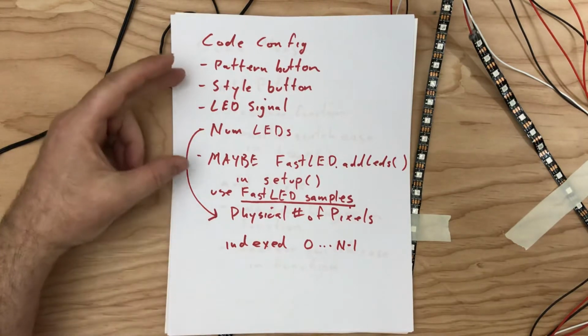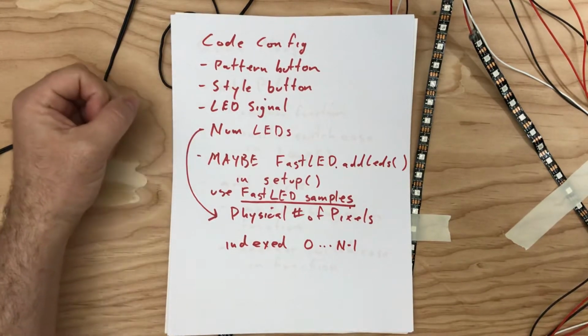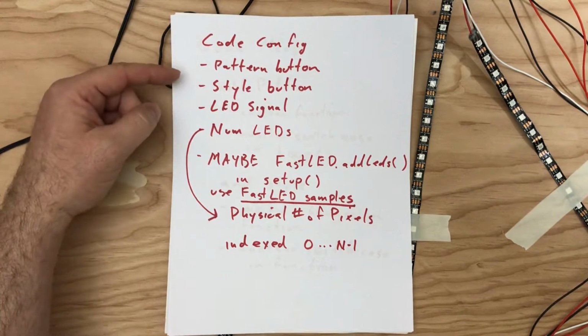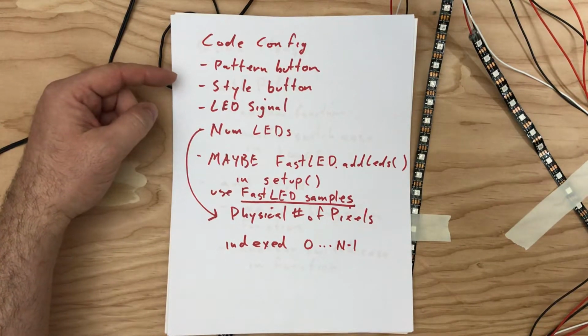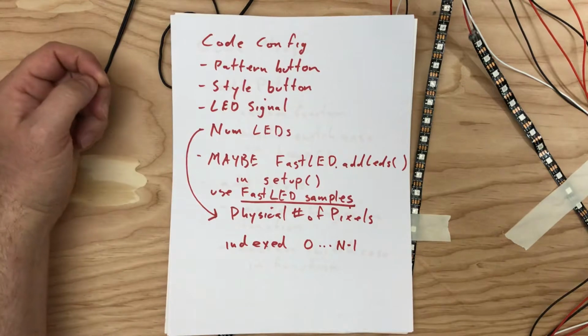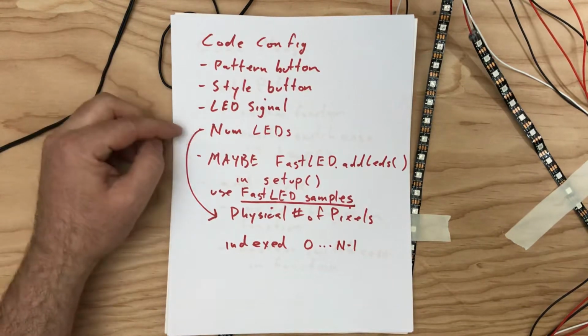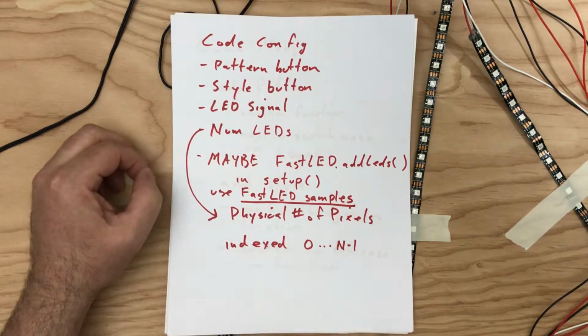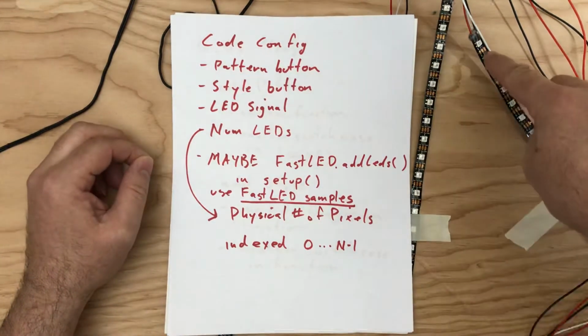So there's about four things you'll need to do, possibly a fifth thing. One is you have to go into the code and set the pattern button. That's just the pin on the Arduino that controls the button input for the pattern, and also the style button, the LED signal, and the number of LEDs you have to set. And just remember, it's a physical number of pixels. So this is a 16 and this is a 32.